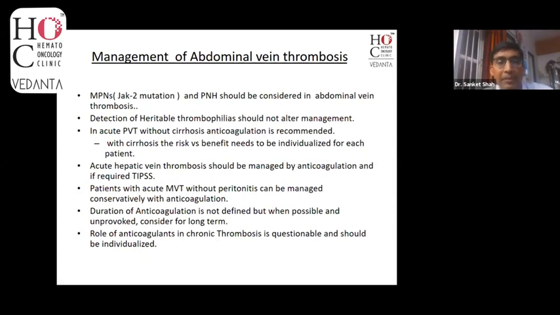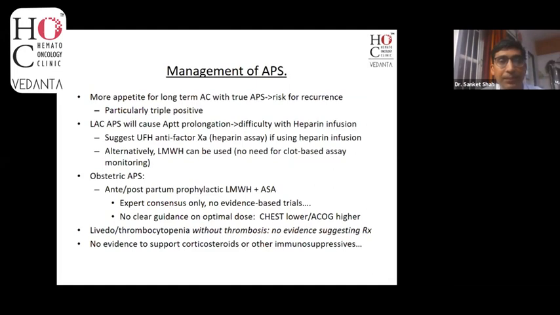Acute hepatic vein thrombosis: again give anticoagulation, LMWH is preferred, but if required, you may even need to go for TIPSS. For a patient with acute mesenteric vein thrombosis without peritonitis, again manage conservatively with anticoagulant, but if there is peritonitis, you might need to open and surgically decompress. Duration of anticoagulation is not defined, but when unprovoked, consider long term. The role of anticoagulants in chronic thrombosis is questionable and should be individualized.